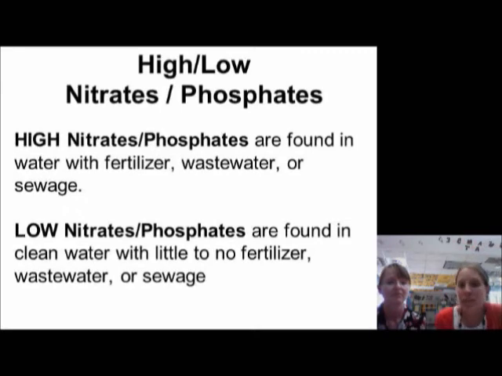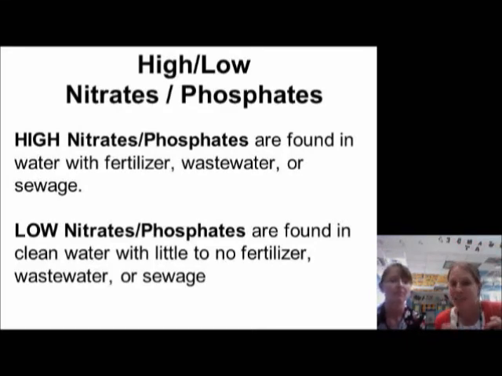So where do these nitrates and phosphates come from? Well, nitrates and phosphates are nutrients, like Miss Deere said. They're found in things like fertilizer, things that we put on plants to make them grow, or manure, or even sewage or untreated wastewater. And if this stuff is somehow finding its way into the water, either through runoff or through leaky pipes, you're going to have very high nitrates and phosphates. And if you don't have that stuff, you're going to have low nitrates and phosphates.